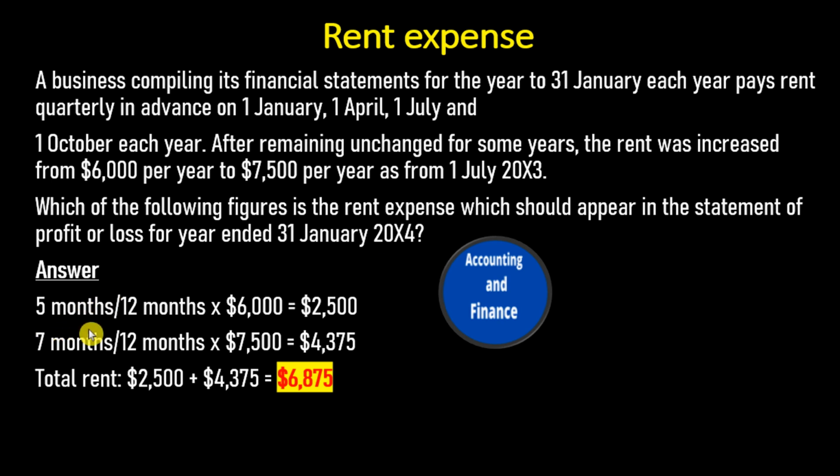Answer: 5 months over 12 months times $6,000 equals $2,500. 7 months over 12 months times $7,500 equals $4,375. Total rent, $2,500 plus $4,375 equals $6,875.